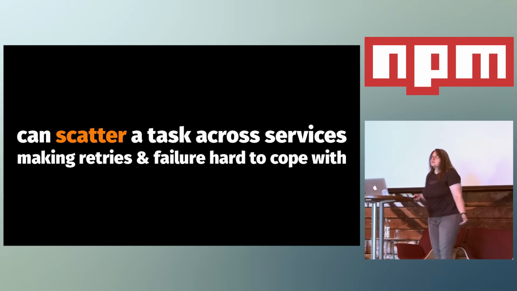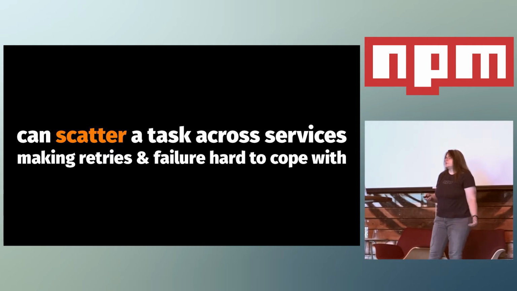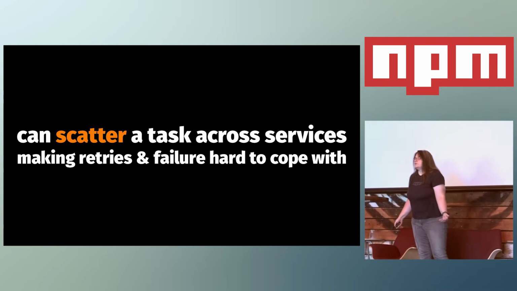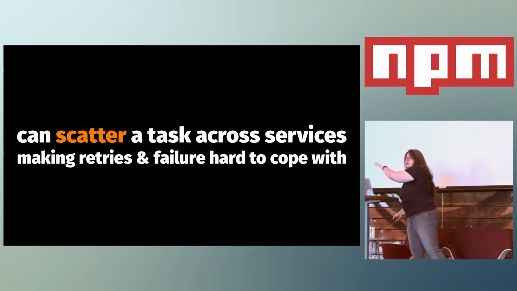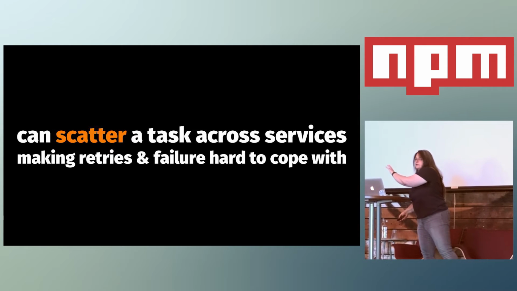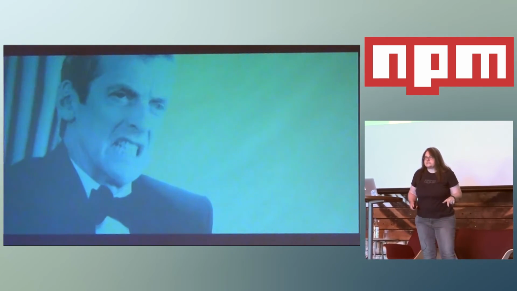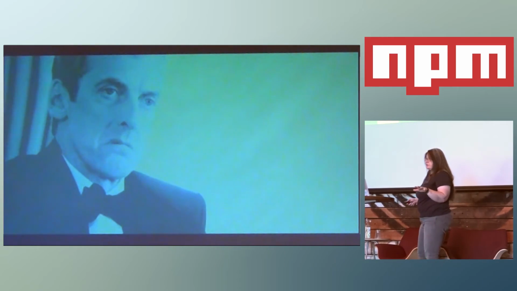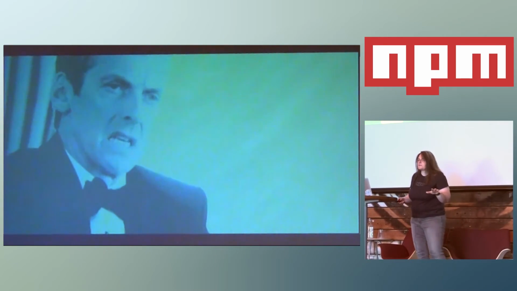You can scatter a task across multiple services in a microservices architecture. You can make retries and failures hard to cope with. You can have somebody start doing something here, continue doing the same thing here, and then try to clean it up over here, and over here doesn't know enough. I might be mentioning this problem for a reason. I'm going to look at an example here. Let's look at what happens when you publish a package.